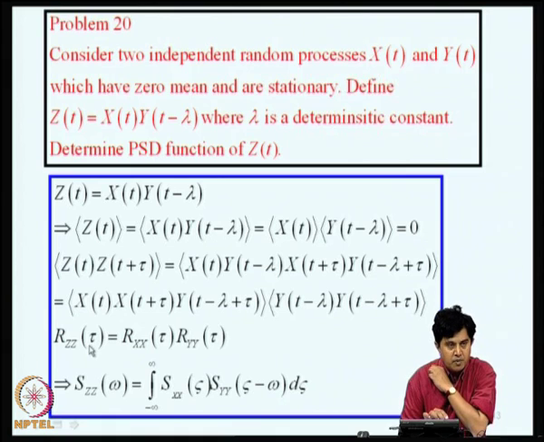Now, we are asked to find the power spectral density function. So, a multiplication in the time domain is a convolution in the frequency domain. So, to obtain the power spectral density of z of t, we need to convolve the power spectral density function of x of t with the power spectral density function of y of t. So, this is the required answer.